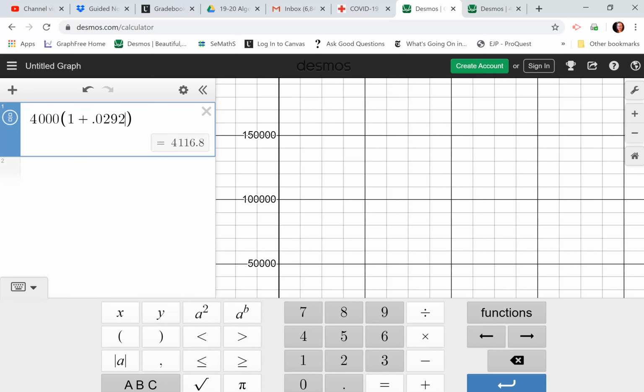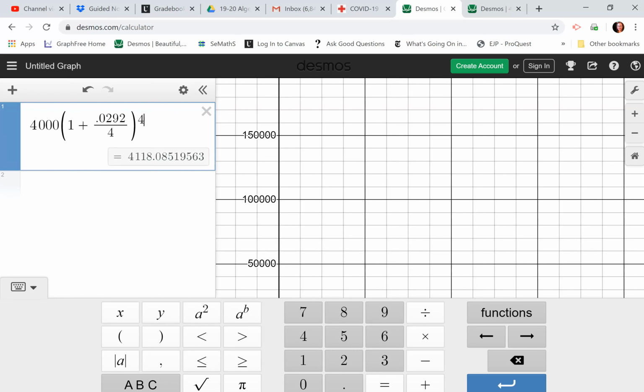0.0292 divided by 4, because we're doing this quarterly. All right, and I would just go ahead and do the multiplication first before you type it in. 4 times 1, it's 4. I think we got it. All right, so there we go. It gives us $4,118, and since it's money, we want to go to 2 decimal places, so 9 cents, 0.09.